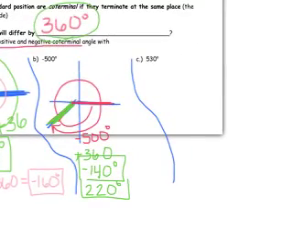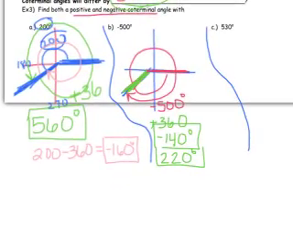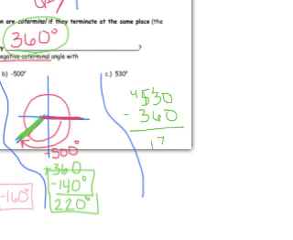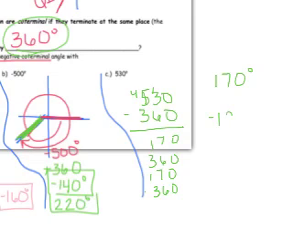Alright, so 530. Why don't y'all do 530 yourself? You can push pause at this moment to do that. So if you did 530, you should have an answer by now. So 530 minus 360 is 170. So 170 is one positive, and then 170 minus 360 is negative 190.